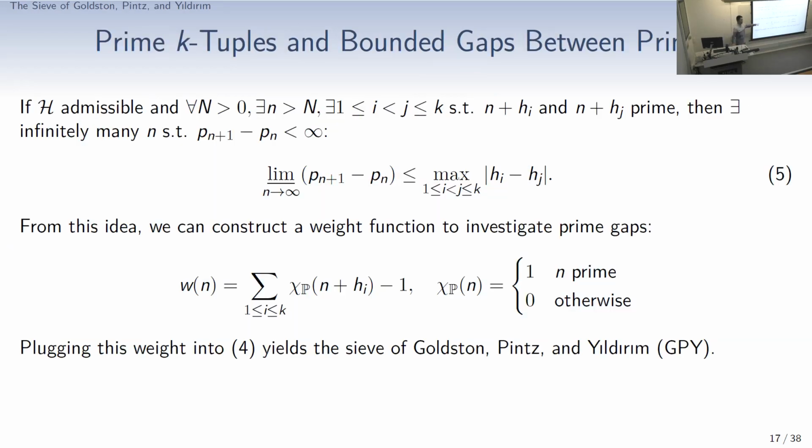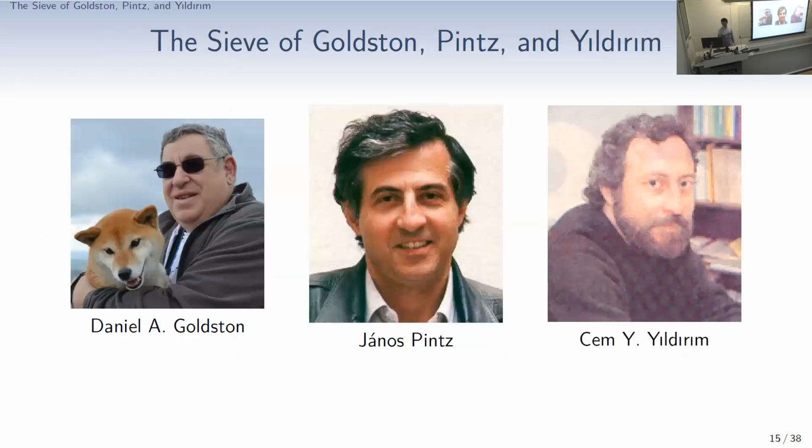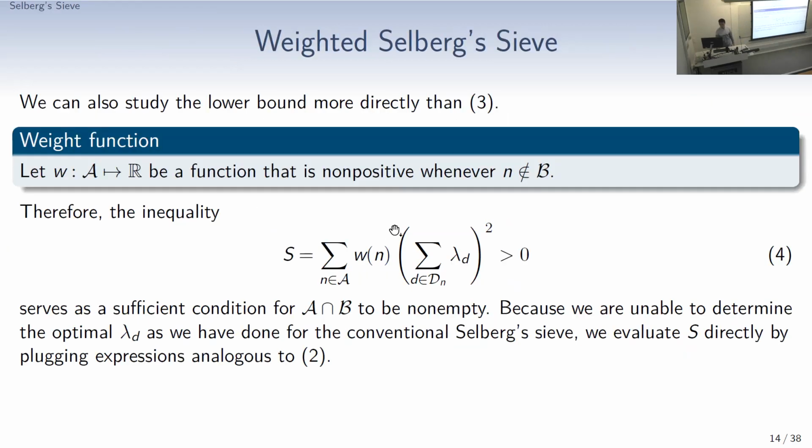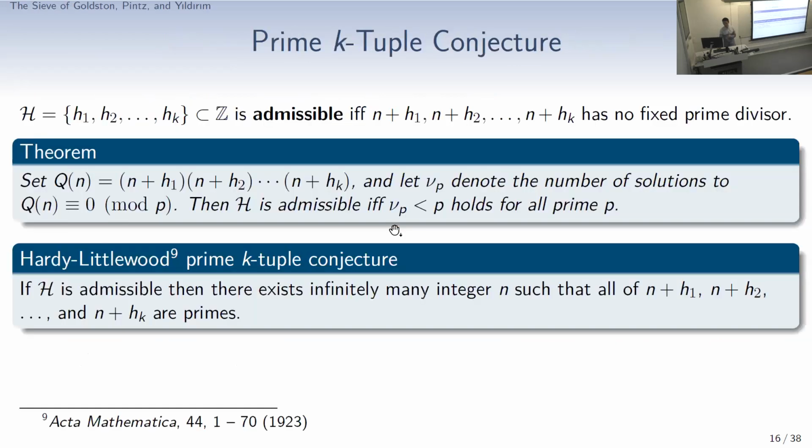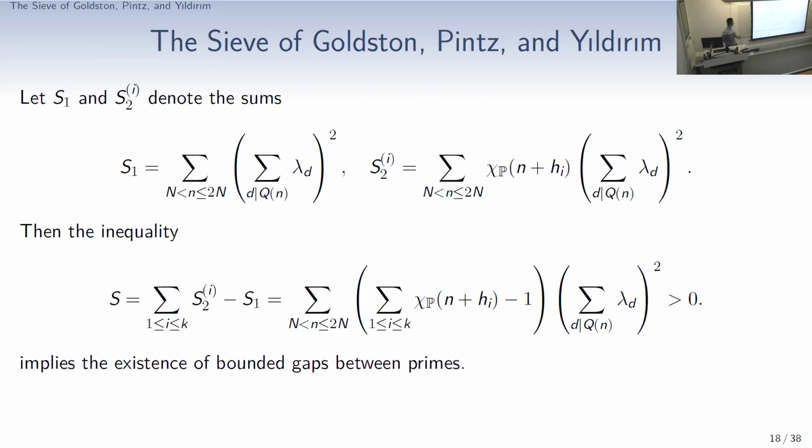And if we were to plug this weight into the lower bound sieve expression, then we will obtain the GPY sieve. And here we go. This is the form of the GPY sieve. And if we break the weight function, then the task of dealing with the GPY sieve is essentially dealing with these two sums that look pretty similar to each other. So the methods of dealing with them are also similar as well.